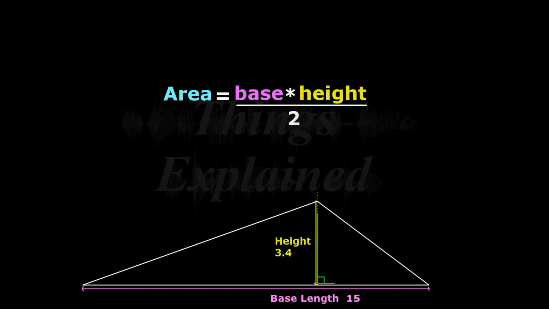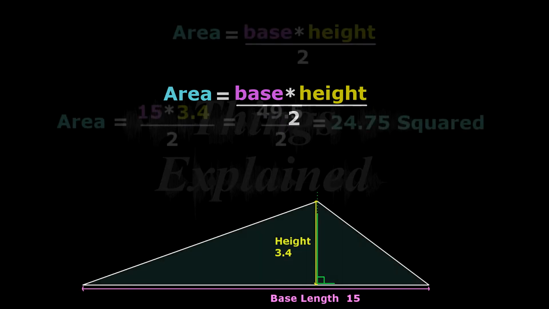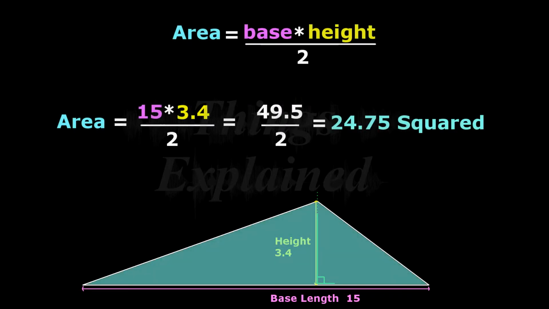All we need now is the formula. Area is equal to base times the height divided by 2. So let's plug it in and solve. 15 times 3.4 divided by 2 is equal to 24.75 squared. This is the area of the triangle, in blue. This is your answer.